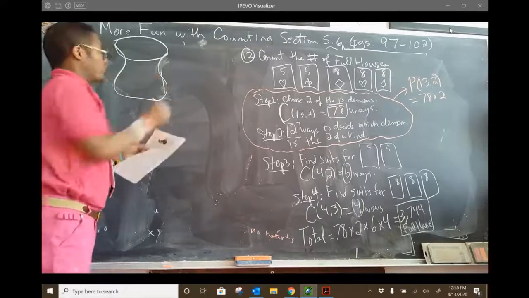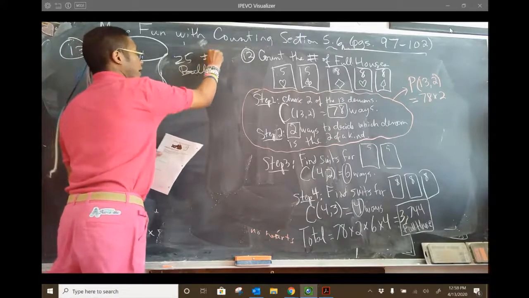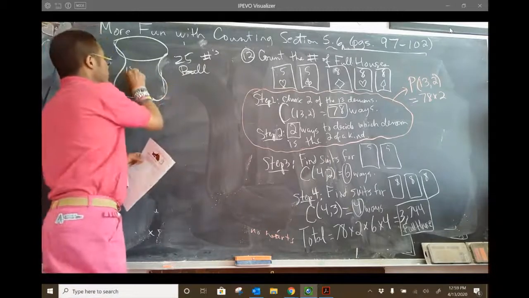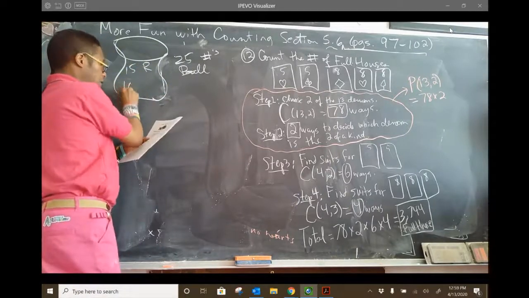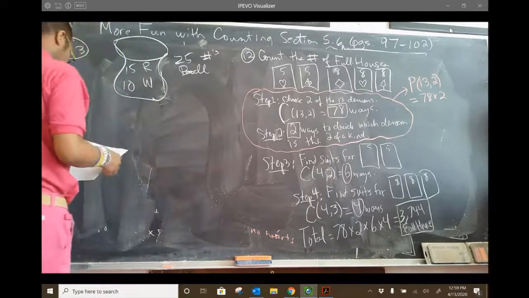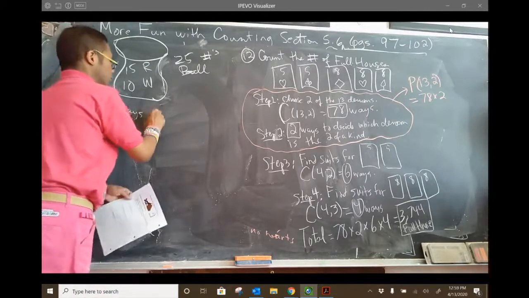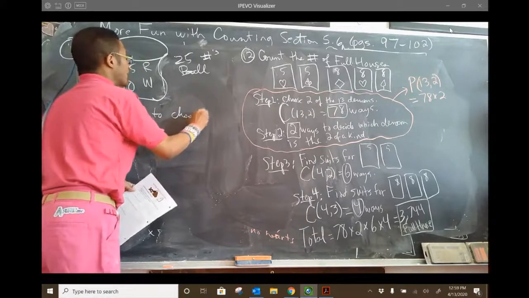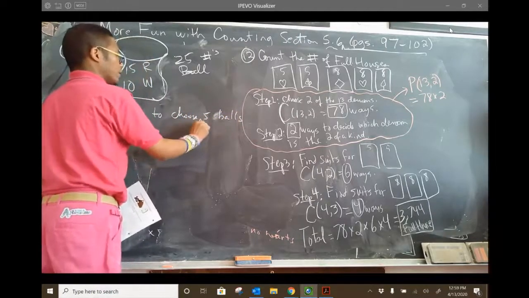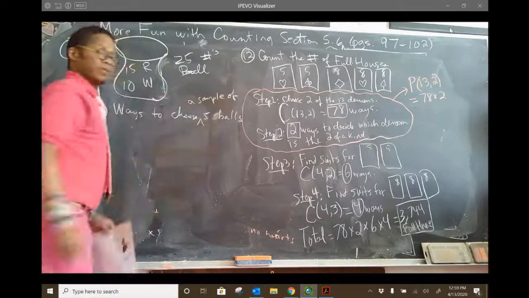And we have 25 balls, and they're all numbered. That way I can tell the difference between two different red ones. 15 are red and 10 are white, and I want to pick 5 balls. So, ways to choose 5 balls. Choose a sample. Sample is going to be relevant in chapter 6, of 5 balls.